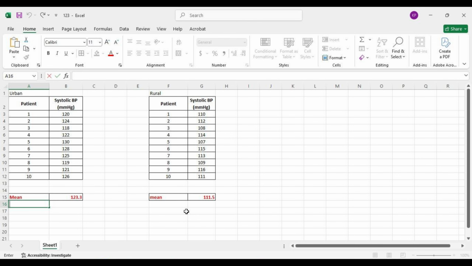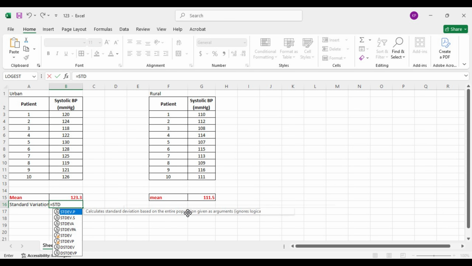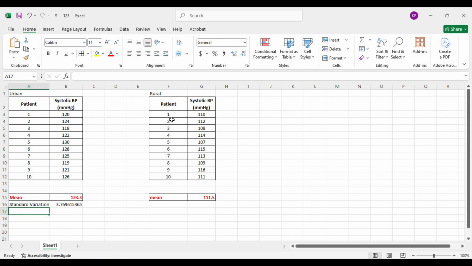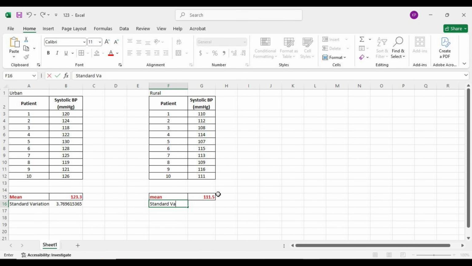Now calculate the standard deviation of the urban group. Is equal to STDEV, select from the list STDEV.P, double click on it, select range and close bracket, and the standard deviation of the urban group is 3.7696.